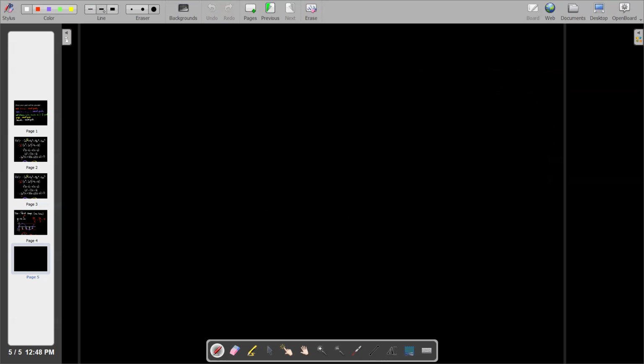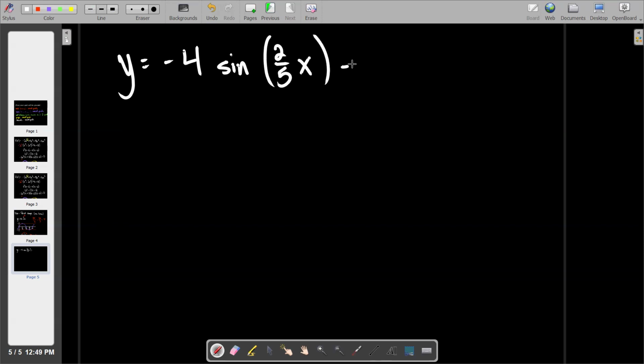I'm going to call an audible here and skip one of my examples, because the clock's telling me that I should try to get through two more, and 3 is a little ambitious. So I'm going to skip the fourth example, and we're going to do examples 5 and 6 instead. Here it goes, and I'll come back to it if time permits. So we are going to graph y equals -4 times the sine of 2/5 of x plus 3.